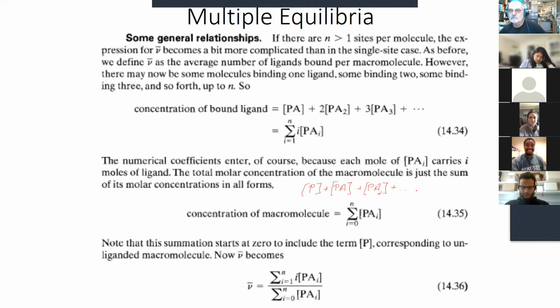Okay, and so the expression for nu becomes a numerator, sum i equals 1 to n, i times PA sub i, divided by sum from i equals 0 to n. Excuse me, I didn't say that right. Numerator, i equals 1 to n, i times PA sub i. And in the denominator, i equals 0 to n, the sum over PA sub i, where we're now summing over the total protein concentrations that are bound.